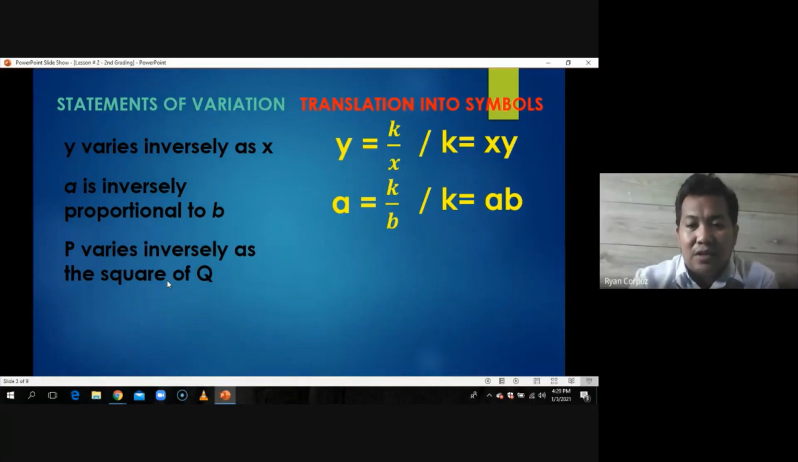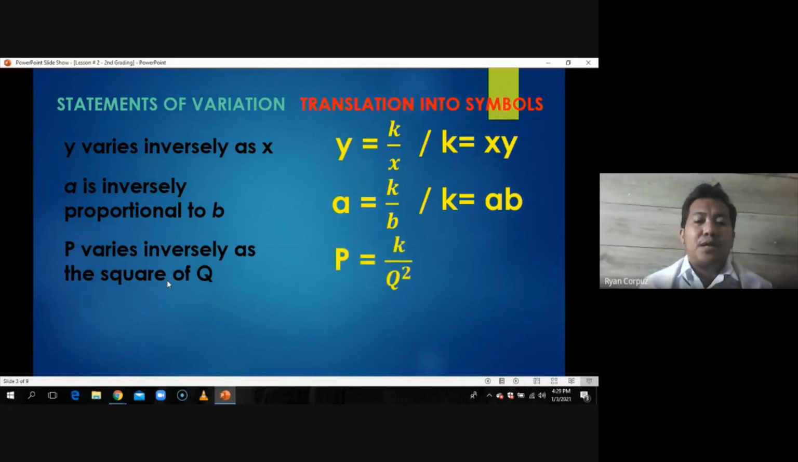Translate natin siya the same as we read it. So we come up with P is equal to k over Q squared. So take note we made use of a capital P and Q. Once you translate it into symbols, ganun din dapat: capital P and capital Q pa rin. We made use here sa pangalawa ng lowercase a and b, so dapat ganun din yung makikita natin sa translation niya. Hindi pwede yung capital A or capital B na gagamitin niyo. So you have to write it correctly.